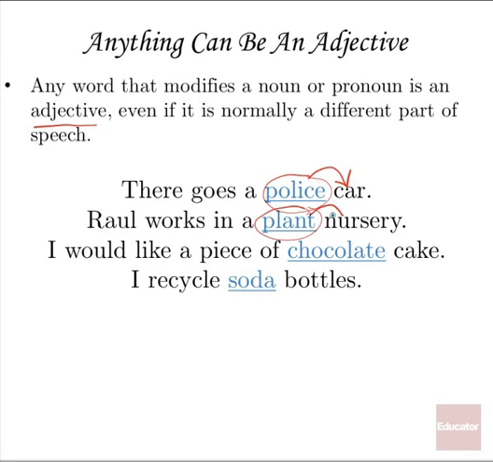Raoul works in a plant nursery. Well, plant can be a noun or a verb in English. Planting something in the ground, or the plant is the thing that grows. But in this case, it modifies nursery and tells you what kind of nursery we're talking about. I would like a piece of chocolate cake. Again, this could be a noun, but because it is immediately followed by cake, and because it modifies cake, it's an adjective. And finally, I recycle soda bottles. Soda is another noun that in this case is working as an adjective because it modifies bottles.